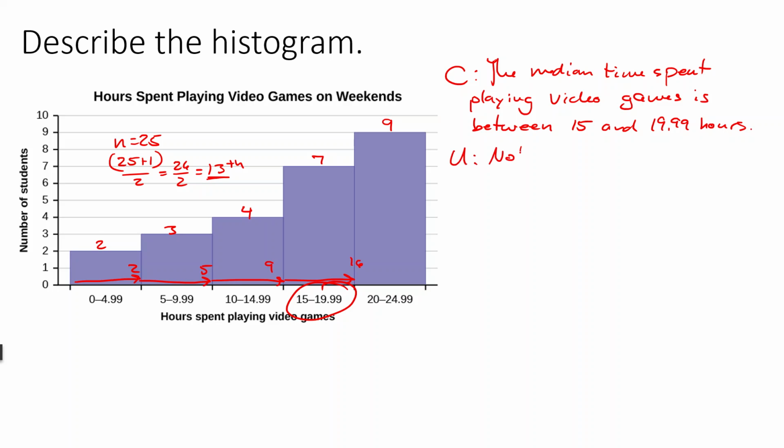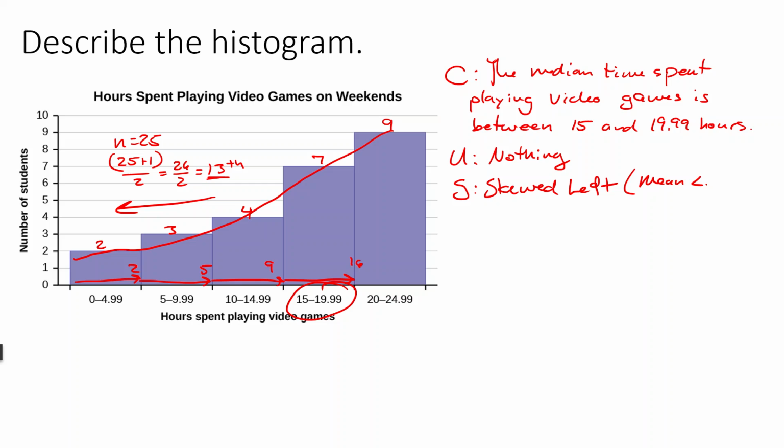Unusual, we don't have any outliers, there's no gaps. So like we'd look and see, is there like a gap, is like a bar missing? Then we'd say there's something unusual, there's a gap there. Shape. All right, so we got our high point here, we're going down this way, we've got our tail here off to the left. So we would say that this is skewed left. Don't even have to write a sentence there. We can just say skewed left, which means the mean will be less than the median. The mean is pulled down by these data values.